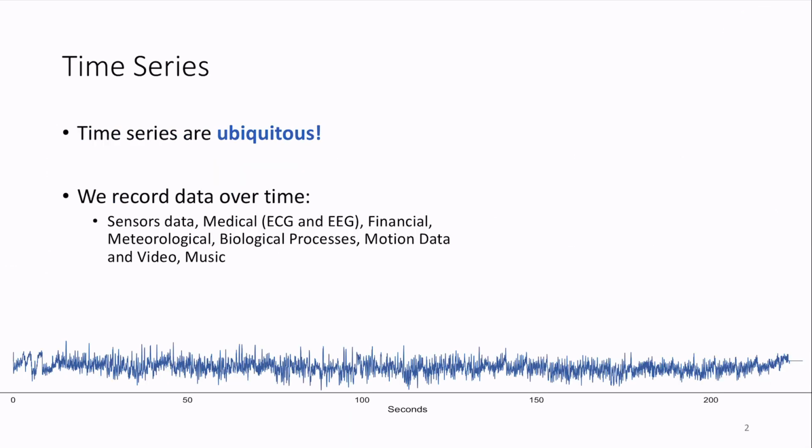What are time series? Time series are everywhere. Whenever we record data over time, we see a time series. Depicted is a time series of an audio file. Other examples include sensor data, medical data like ECG and EEG signals, stock data, financial data, biological processes, motion data, video, and, like depicted, music.